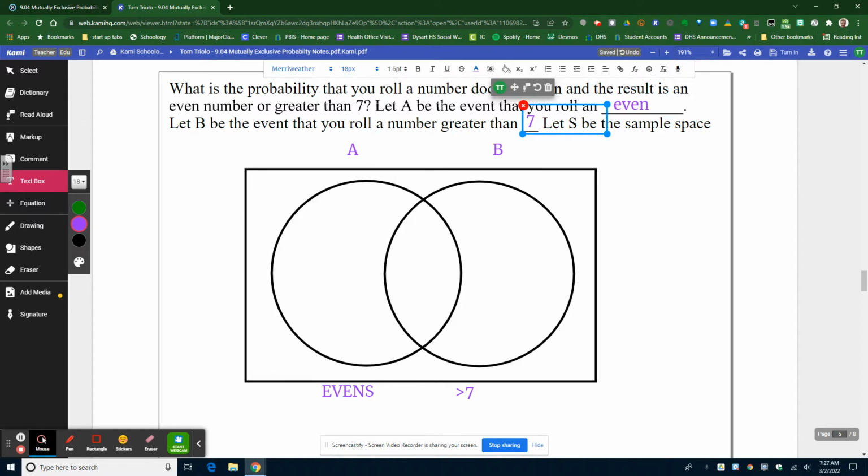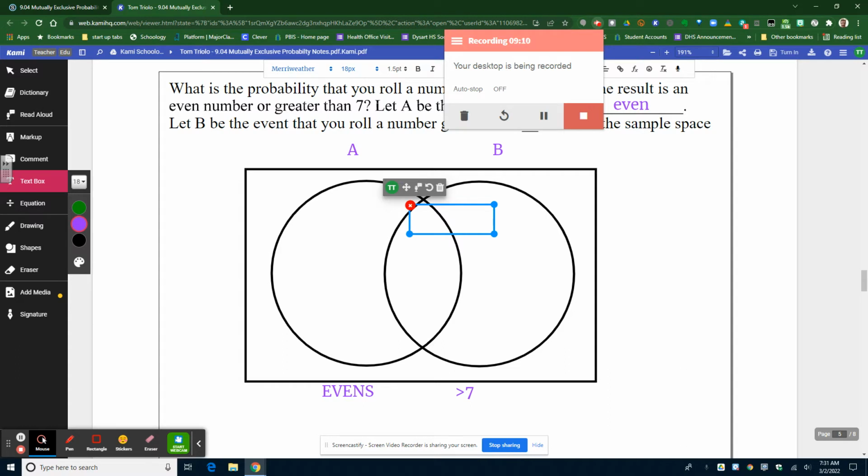So first thing you should do is put the overlap pieces. So what are the evens that are greater than 7 and put them right here. So I make a text box kind of towards the top and just work vertically. Okay? So take a few moments. Put the evens greater than 7 in the middle, the rest of the evens on the left, and the rest of the numbers bigger than 7 that are not even in B, and then anything else is going to go on the outside.